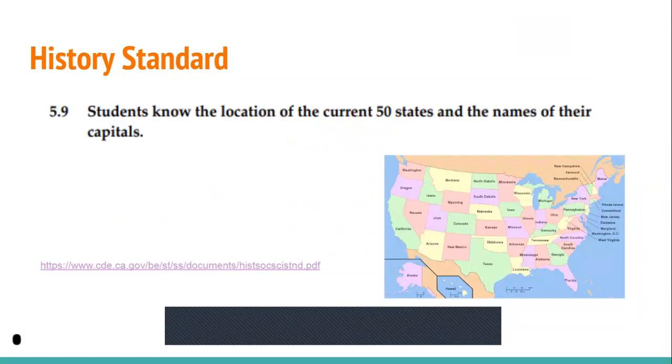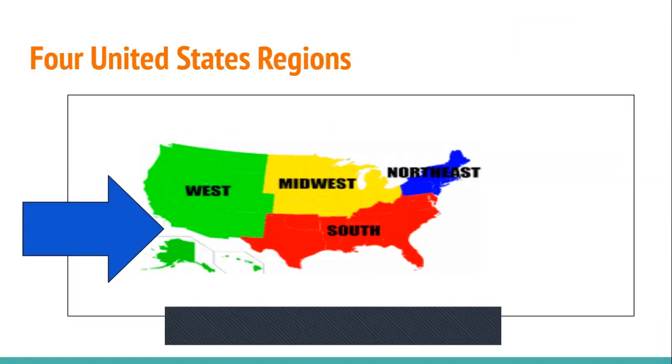As we mentioned in the first video, our history standard is we're trying to accomplish mastery of 5.9. Students will know the location of the current 50 states, the names of the states, and the capitals. We're showing the 4 United States regions here. However, where you see the big blue arrow to your left, we are specifically focusing on the Western region.